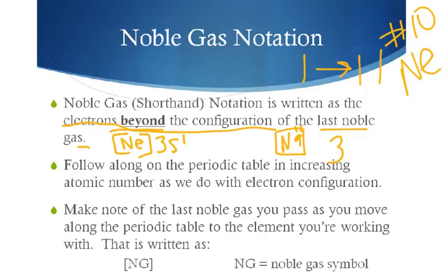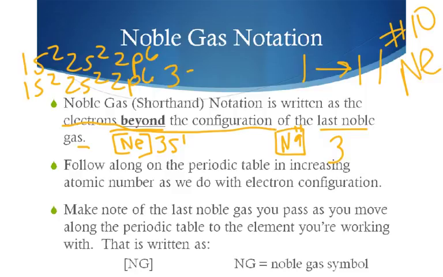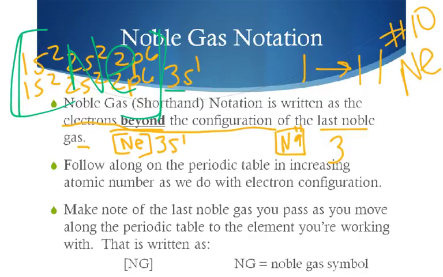Because neon's electron configuration is 1s2, 2s2, 2p6. Well, sodium's is 1s2, 2s2, 2p6, 3s1. So what this is saying is that, okay, where these are the same, you can just write neon instead. And then what's beyond it.